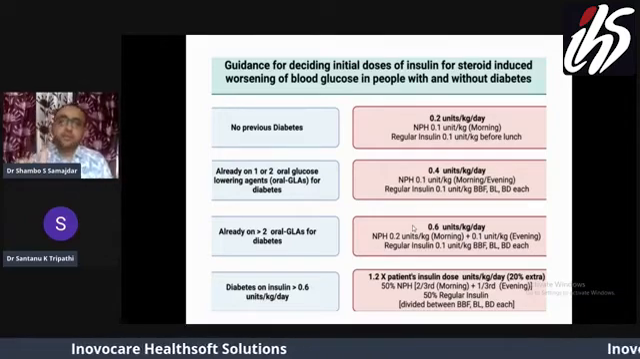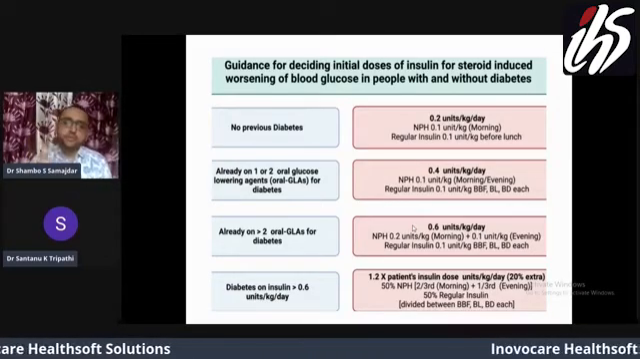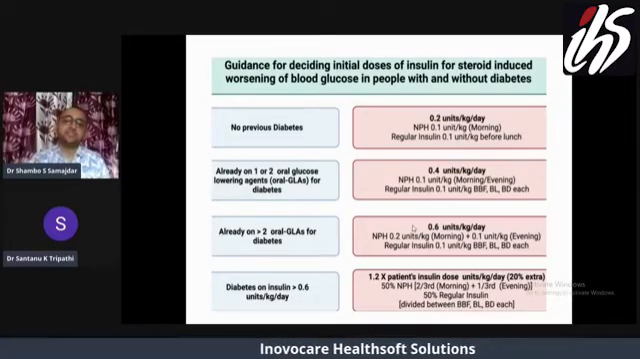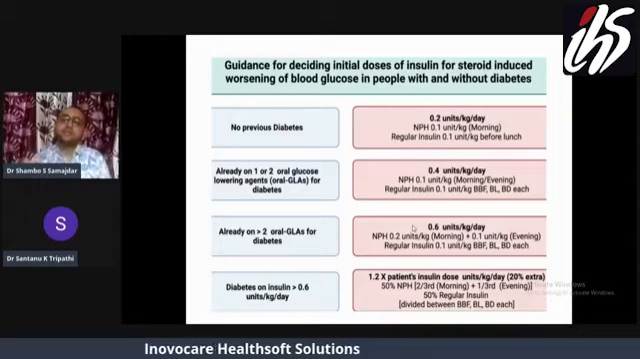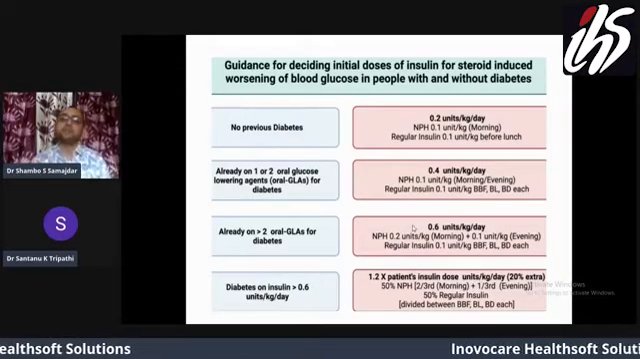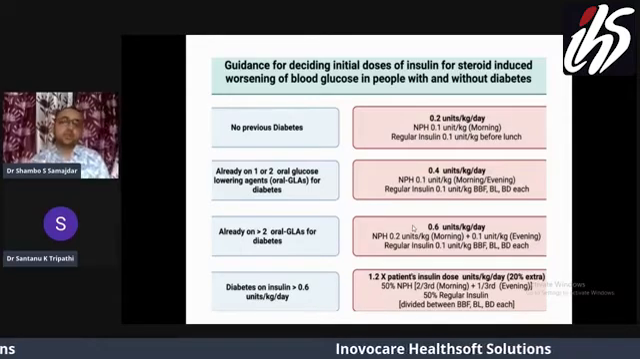Here they require 2 doses of NPH, 0.2 unit per kg morning dose and 0.1 unit per kg evening dose, along with regular insulin 0.1 unit per kg before breakfast, before lunch, and before dinner. So this is the formula.